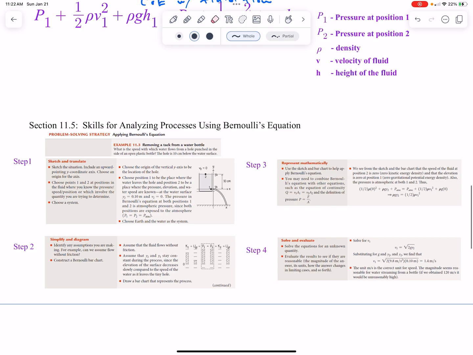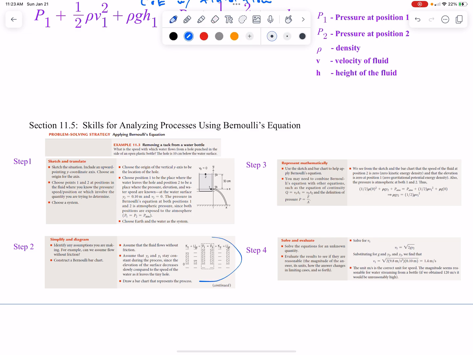Okay. To finish this off, step 1, you're going to sketch a situation including the upward pointing y coordinate axis, choosing an origin for the axis. You're going to choose a point 1 and point 2, okay? Then what you're going to do is identify any assumptions you're going to make. For instance, are we dealing with friction? Are we open to the atmosphere? Do we have atmospheric pressure or not?